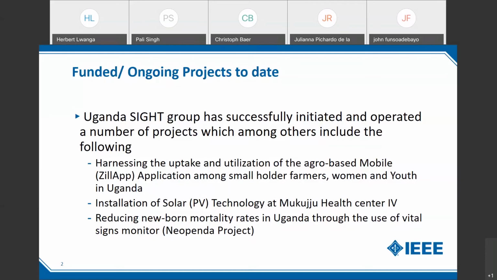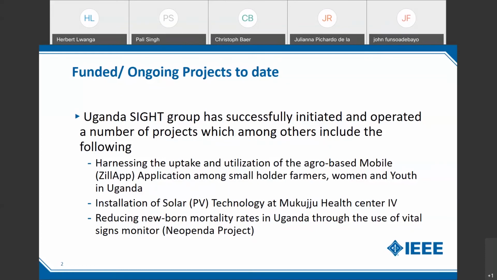There's also another ongoing project involving the installation of solar technology at Mukuju Health Center. One of the biggest challenges our rural-based health centers face is access to reliable electricity. So as a group, the team thought that it could come up with a solution to assist one of the health centers, which other health centers could copy from, by designing and installing a solar PV system. Apparently, a number of units within the health center have so far been installed with solar energy, and in the next, I think, 1 or 2 months, the entire project will come to completion, whereby most of the units will have been installed with solar energy.